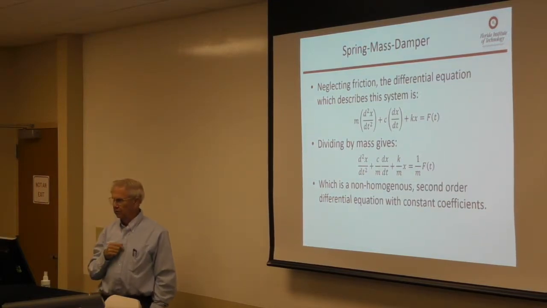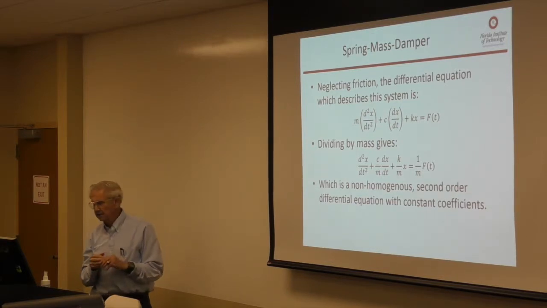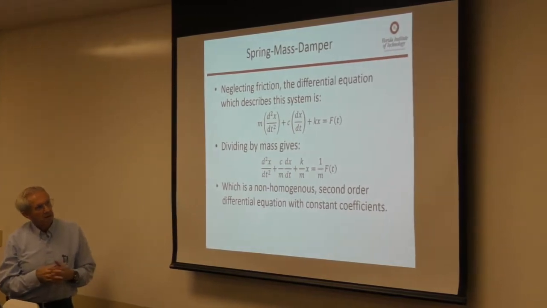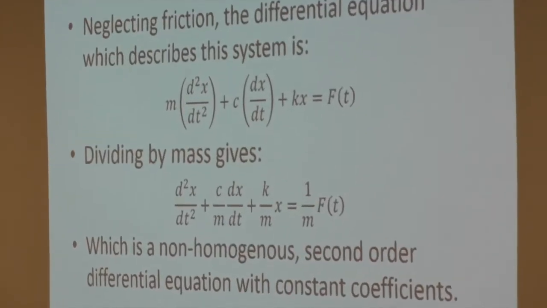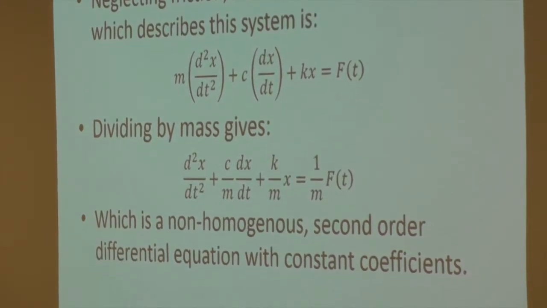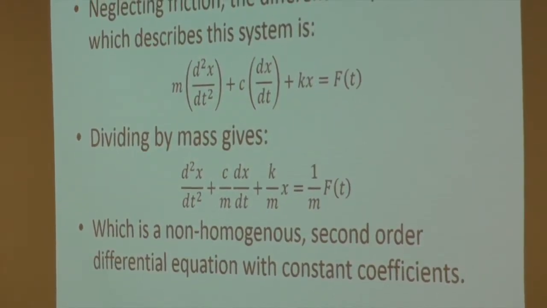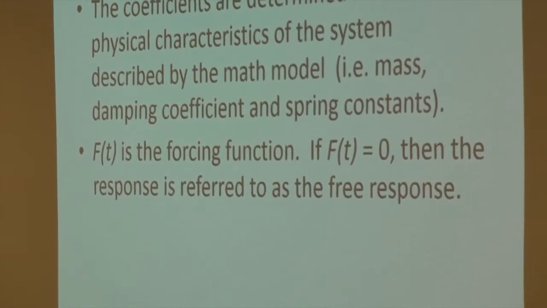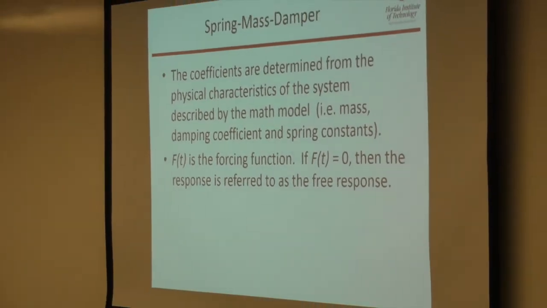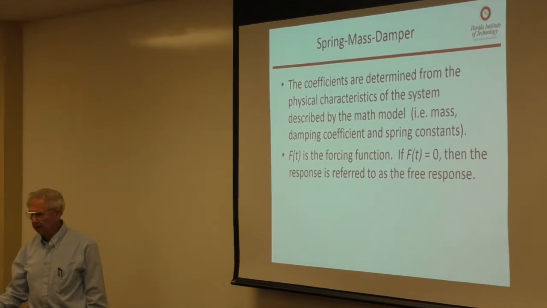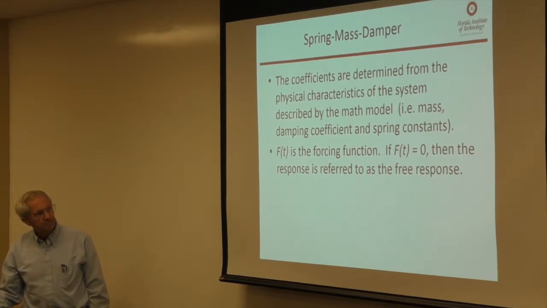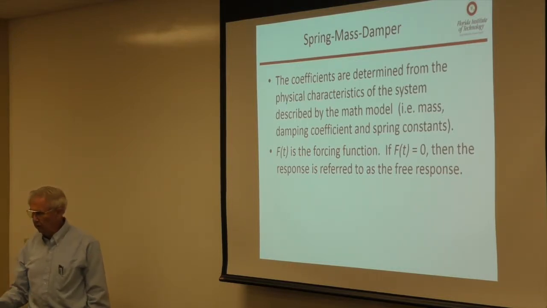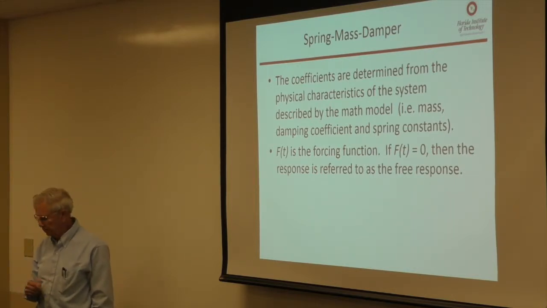If we neglect the friction on the wheels, the differential equation which describes that system, we can come up with the first one. And if we divide by the mass, we can end up with the second equation. And these are non-homogeneous second-order differential equations with constant coefficients. And the coefficients are determined from the physical characteristics of the system described by the math model, i.e. mass, damping coefficient, and the spring constant. And the force, F of t, is the forcing function. And if that equals 0, then the response is referred to as the free response.